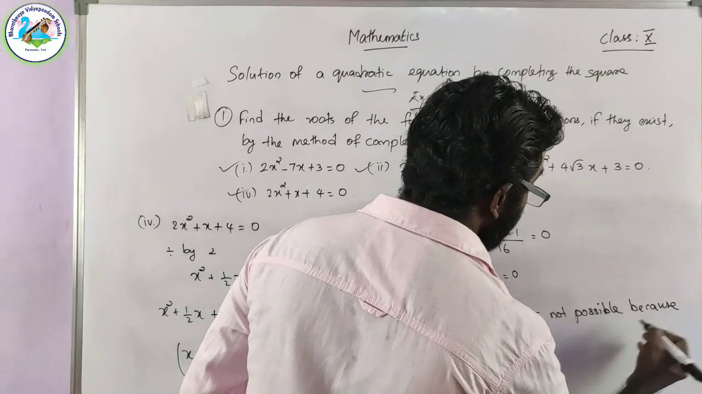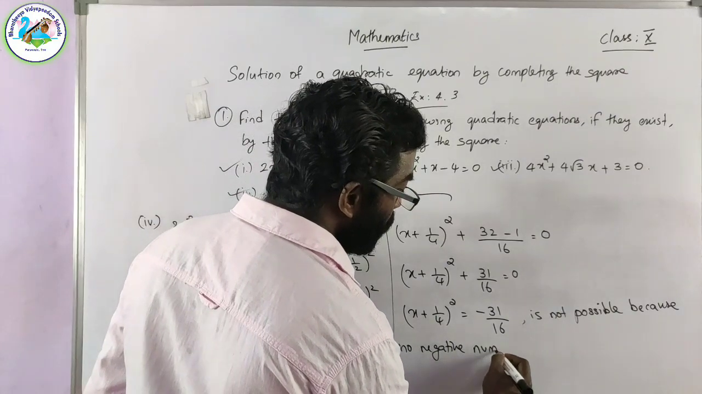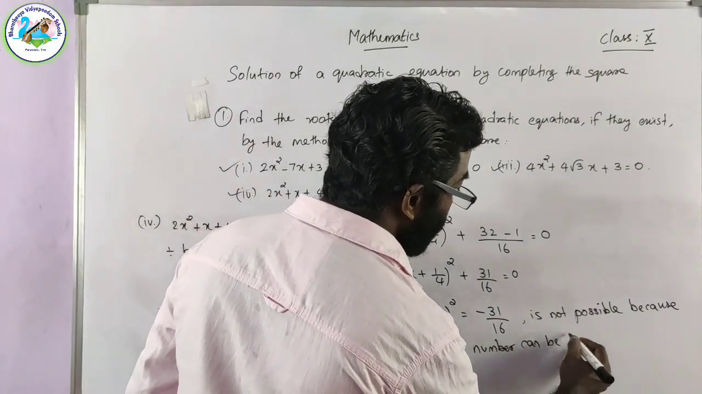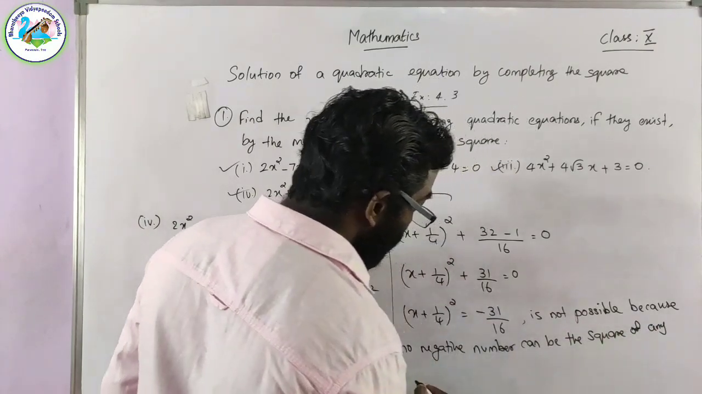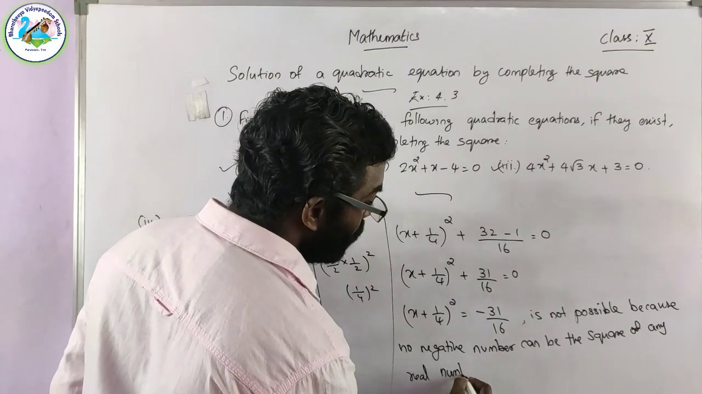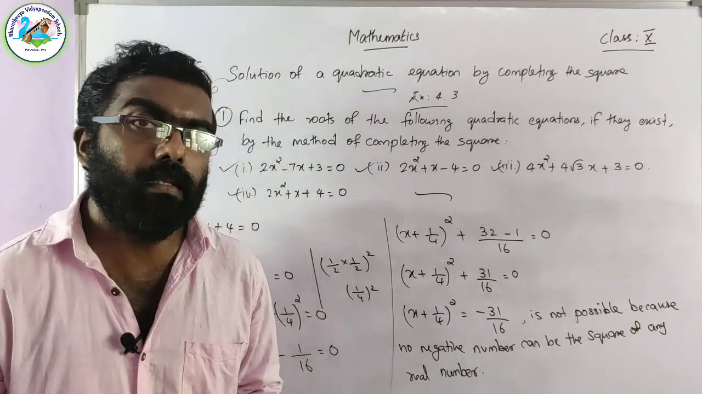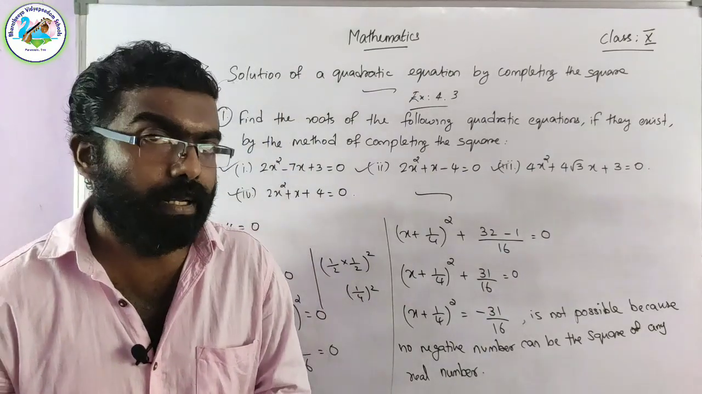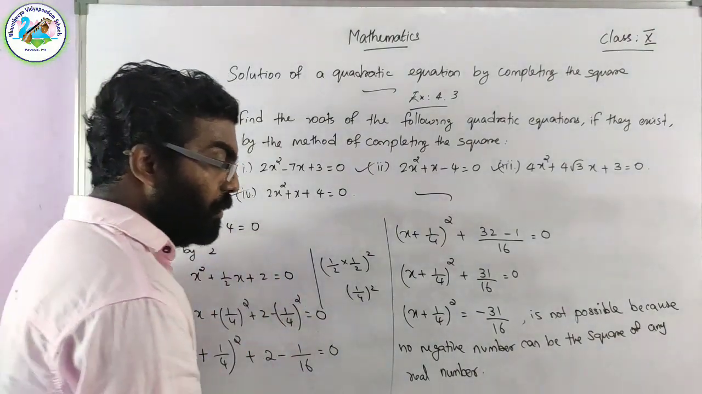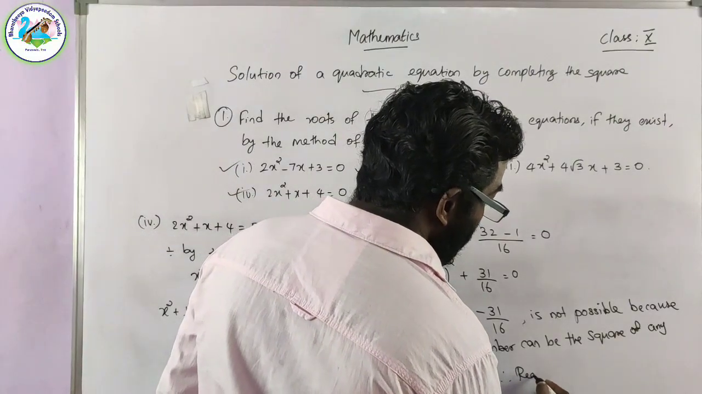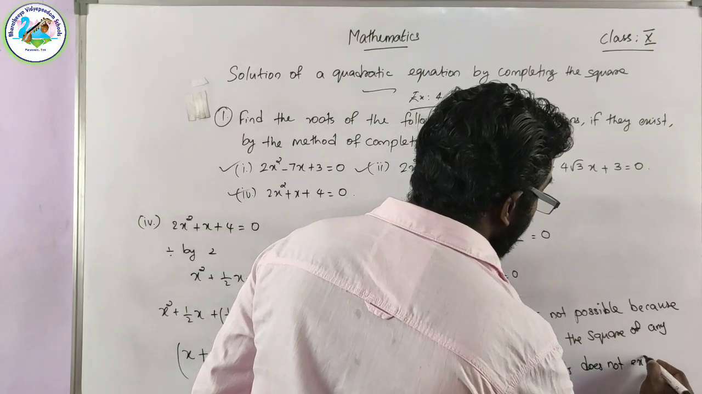Because no negative number can be the square of any real number. So we can conclude real roots do not exist. That means in the set of real numbers we can't solve this quadratic equation. So we can write: therefore real roots do not exist.